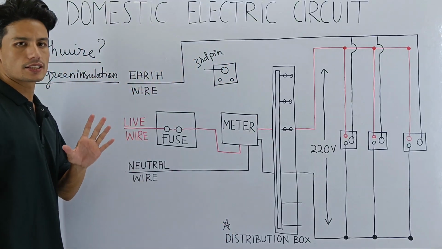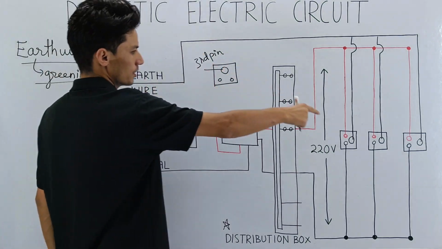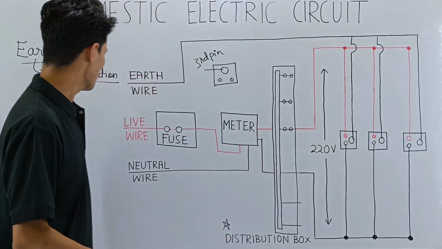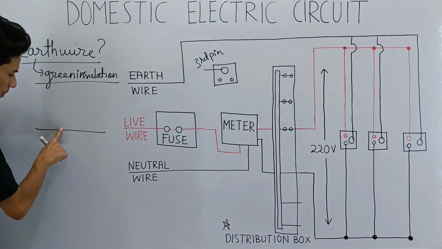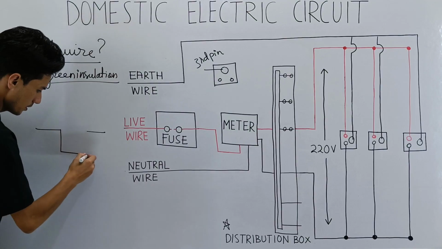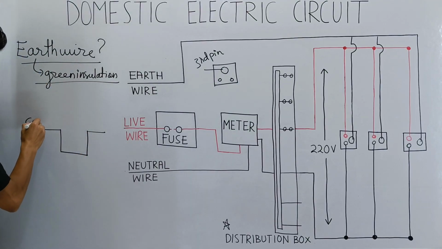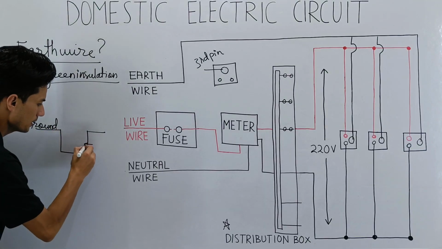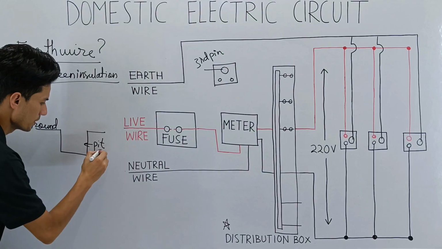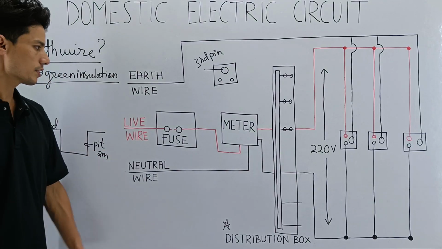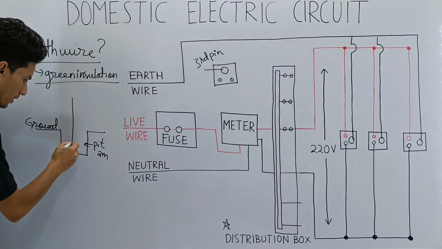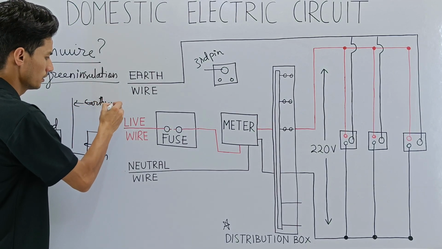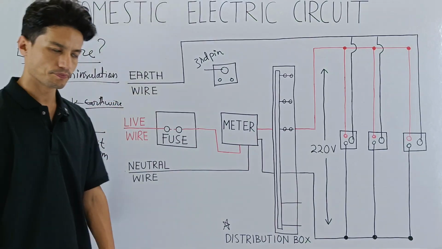So earthing is done like this, my dear students. This earth wire will be buried underneath the earth. Usually, on the ground we dig a pit about 2 meters deep. So let's say this is the ground and this is the pit, and this is the earth wire coming all the way down from our building.